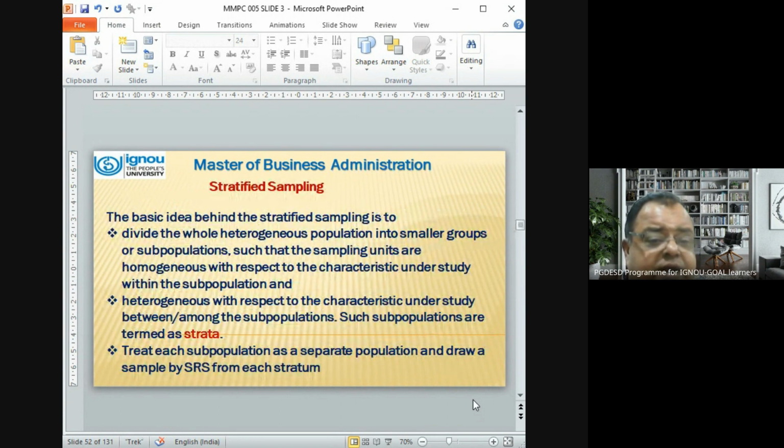Now comes stratified sampling. The basic idea behind stratified sampling is to divide the whole heterogeneous population into smaller groups or subpopulations, such that the sampling units are homogeneous with respect to the characteristics under study within the subpopulation and heterogeneous with respect to the characteristics under study between or among the subpopulations. Such subpopulations are termed as strata. Treat each subpopulation as a separate population and draw a sample by SRS from each stratum.